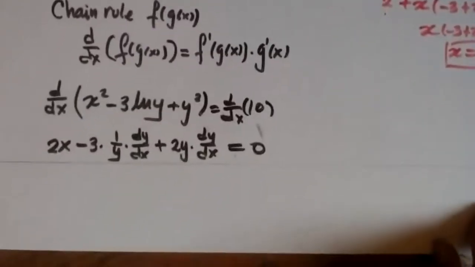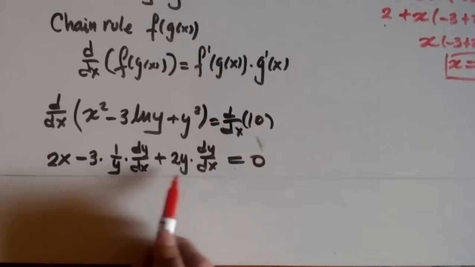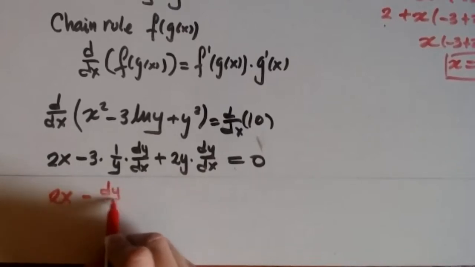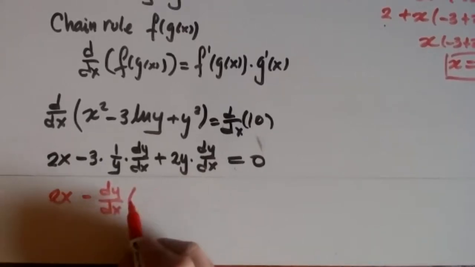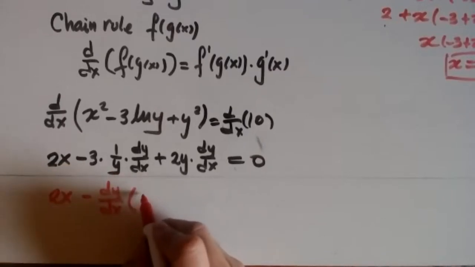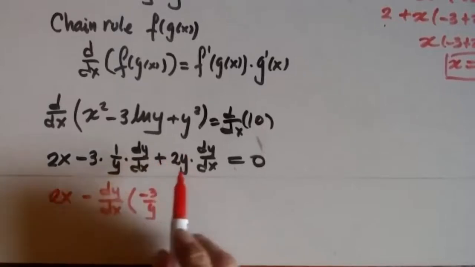Check. Ready? Let's see if I can fit in this space. So I'm going to group these two. So I'm going to factor dy/dx. So I have 2x minus dy/dx, parentheses. You have negative 3 over y, you see? Okay, negative 3 over y. And here you have plus 2y.